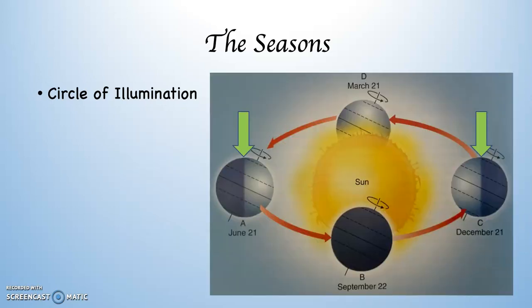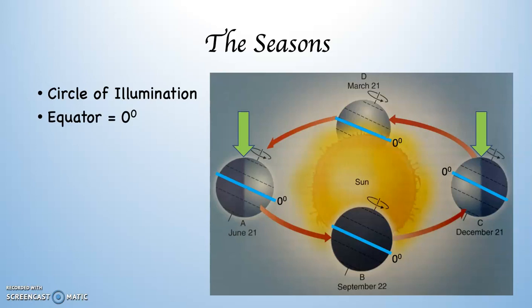Now take a look here at this next diagram. Notice where the circle of illumination is, and notice also that each one of these Earths is labeled as A, B, C, and D. The way I'm going to go through this is I'm going to start speaking about A and then C. I'm then going to elaborate a bit more on A and C and then come back and pick up B and D.